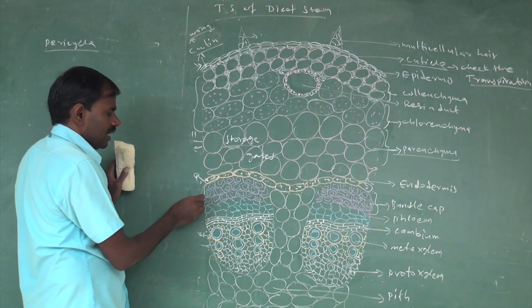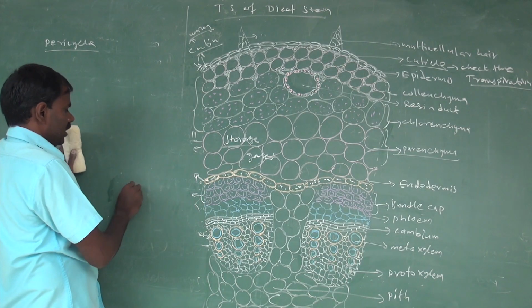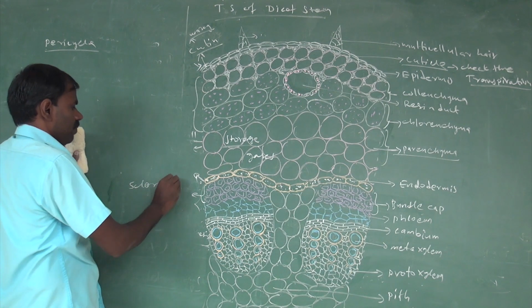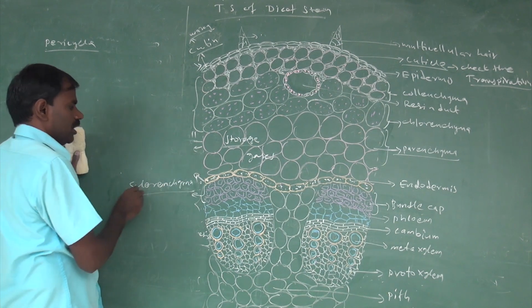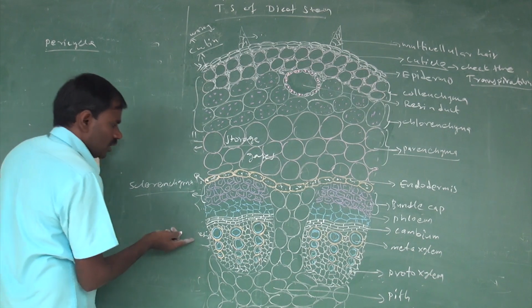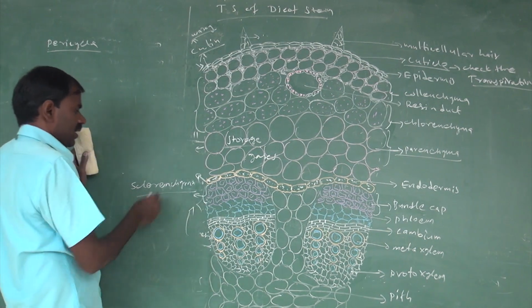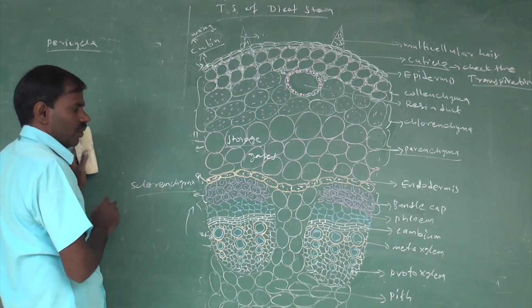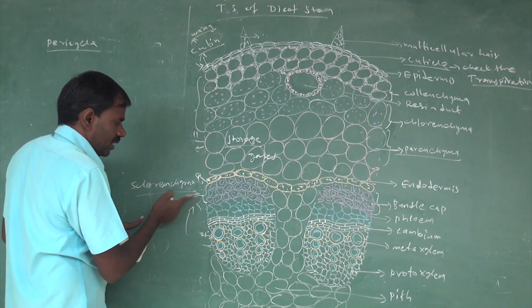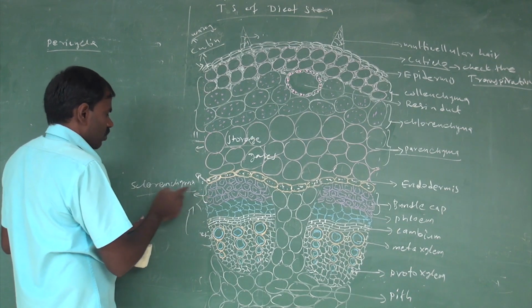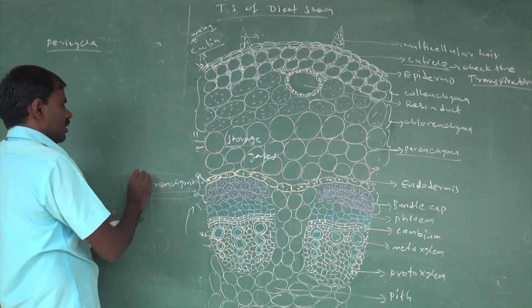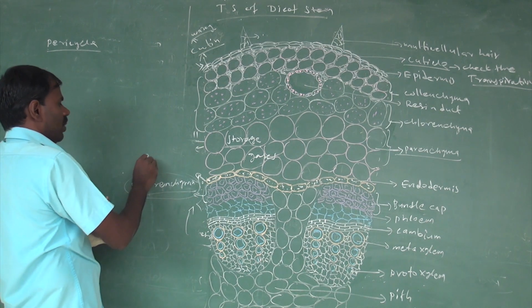The next one is the pericycle. This pericycle is made up of sclerenchyma cells. The layer outer to the stele is called the pericycle. It is made up of sclerenchyma cells. These cells are the bundle caps.